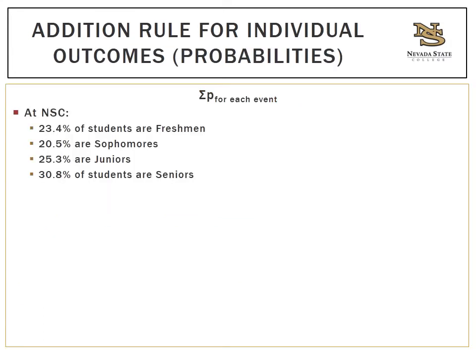So now we're working with a situation where we don't have access to raw data, but we have some probability or percentage values to work with. So in this case, we're going to have to focus on this version of the formula because we don't have any cells of interest or frequencies to account for. This data is based on institutional research collected at Nevada State College, suggesting that about 23.4% of students are freshmen, 20.5% of students are sophomores, 25.3% are juniors, and 30.8%, or the majority, are seniors.